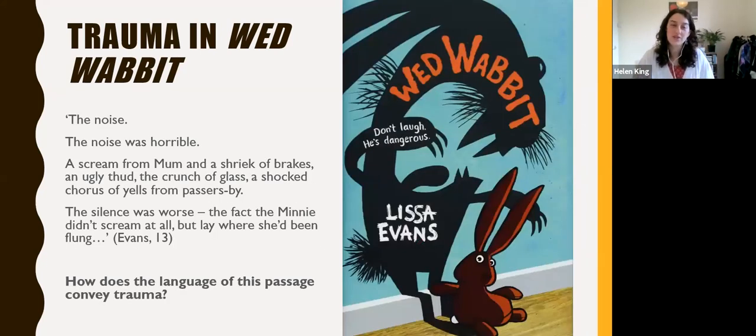So what I'd like to do now is, I'm not going to overanalyze these passages for you, but I'd like to pick out 3 different passages from the novel and suggest ways that you can interpret these through a trauma lens. And there's opportunity for you to do this in your own time if you would like to. The first passage is from the part of the novel depicting Minnie's car accident. The passage describes the noise.